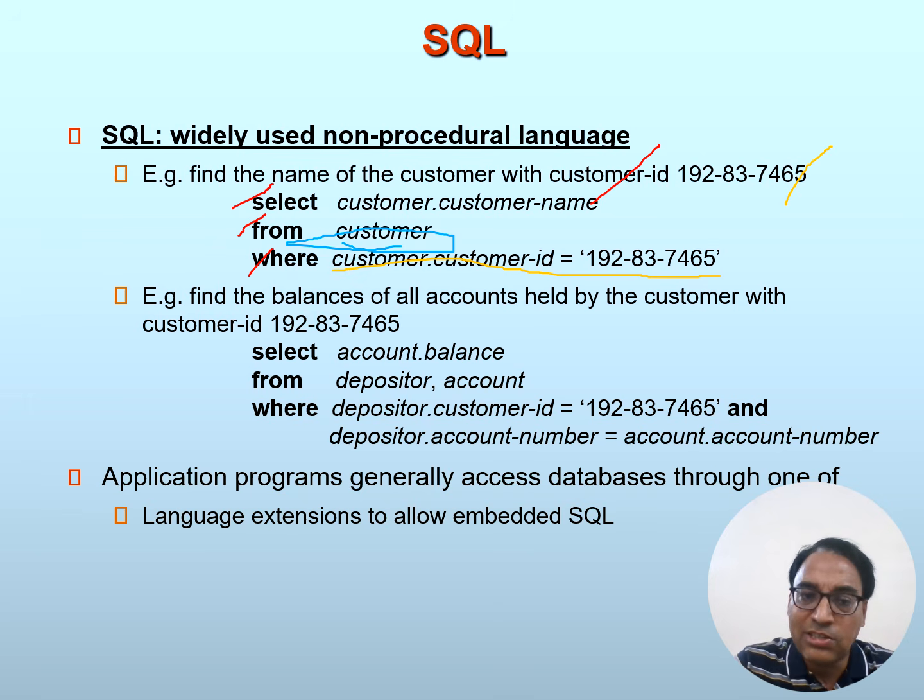Now see the second question: find the balances of all the accounts held by the customer with this customer ID. Now I need to get the balance of all the accounts. See, so simple it is. Select account balance from depositor and account. See the part, I am checking two tables here. After from: depositor, comma, account. I am using this one and this one separated by a comma.